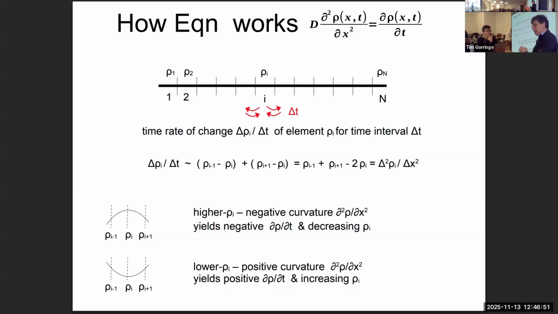Particles could leave and go into the neighboring cell. So that's this little arrow that goes towards the left, on the left-hand side. Particles could leave that cell and go to the neighboring cell on the right-hand side. That's the right pointing arrow on the right-hand side. So those are two possibilities. The particles could flow out of that cell.